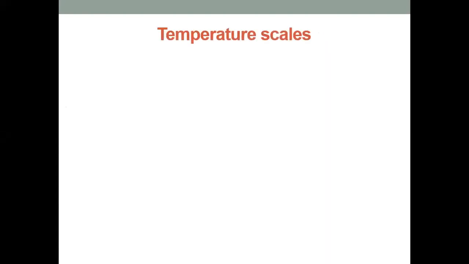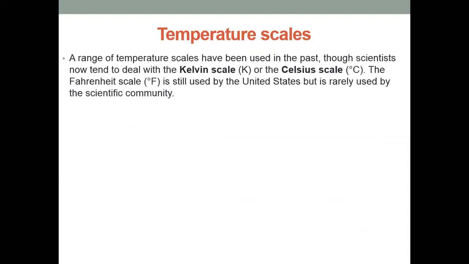So we have temperature scales. There are 3 temperature scales that we are going to talk about. You already know about the Celsius scale. We generally use the Celsius scale in daily life, all over the world except in the US. There are also the Kelvin and Fahrenheit scales. The Fahrenheit scale is used commonly in the US.